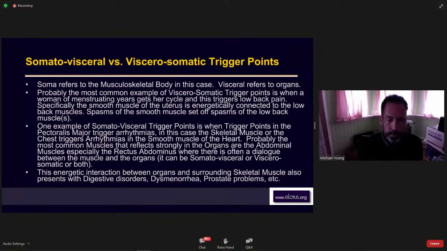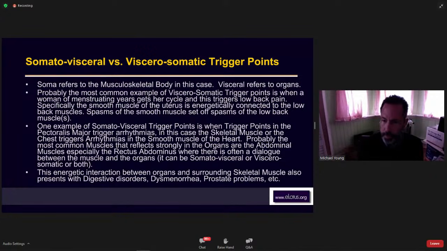So there is a trigger point in the pec major that can trigger arrhythmias. I only saw it once: a woman they had on a Holter monitor, an EKG, and a ridiculous amount of testing. And then they said, oh, you don't have anything wrong. Then we got the book out, and sure enough, it was a pec major trigger point, and I treated it, and the arrhythmias went away.